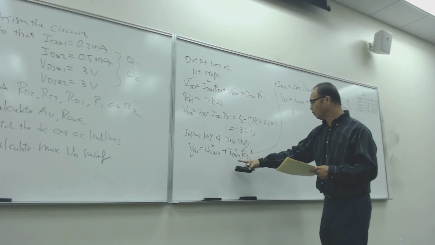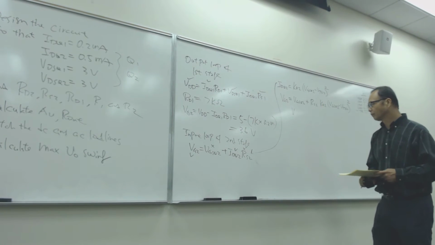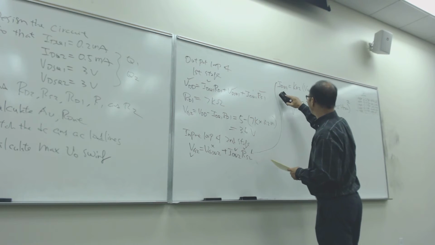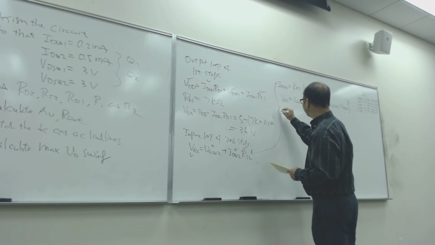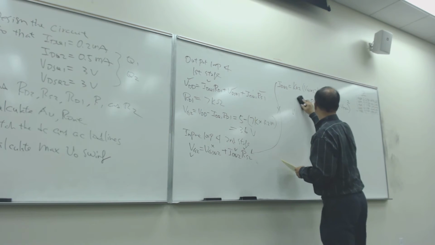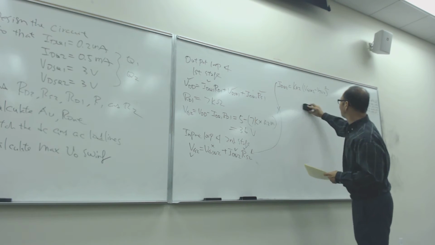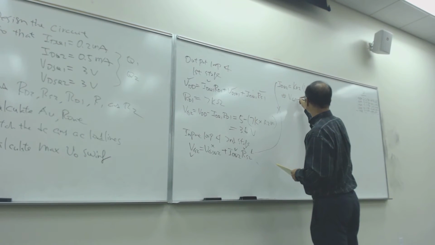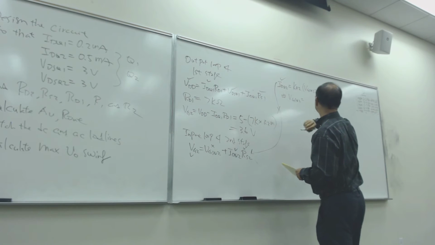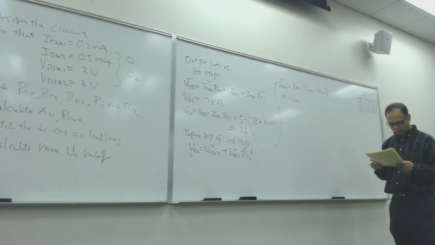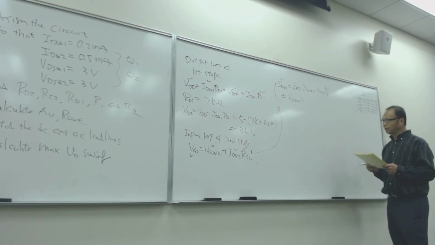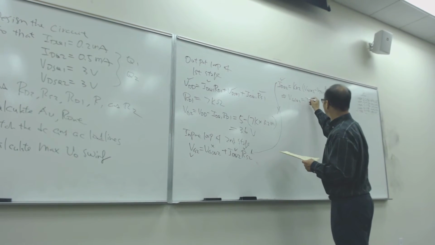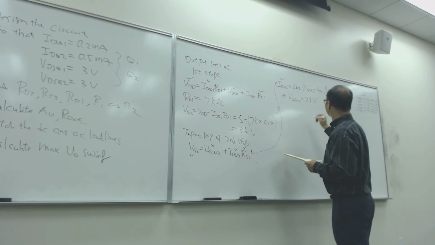Oh, IDQ2 is known, right? Yeah, so you can just get VGSQ2 from there. That's right. I don't have to combine, there's no combination here, okay? So from this equation, I can find VGSQ2, because this is known, right? That makes it easier. So VGSQ2 will be about 2.8 volts.